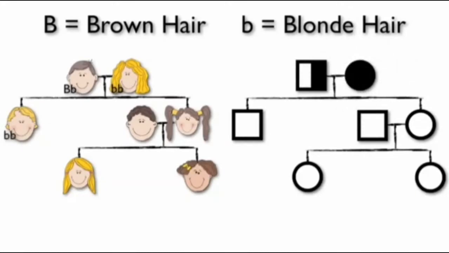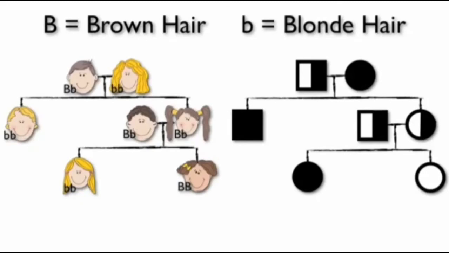Their firstborn had blonde hair, so his shape will be shaded in completely. The son-in-law was heterozygous, or he's carrying the recessive gene. We will shade his shape in halfway. The daughter is also a heterozygous carrier. We will shade her circle in halfway. Their firstborn had blonde hair, so to represent this in the pedigree chart, we will shade her circle in completely. And her sister inherited 2 dominant genes for hair color. We will leave her shape unshaded.